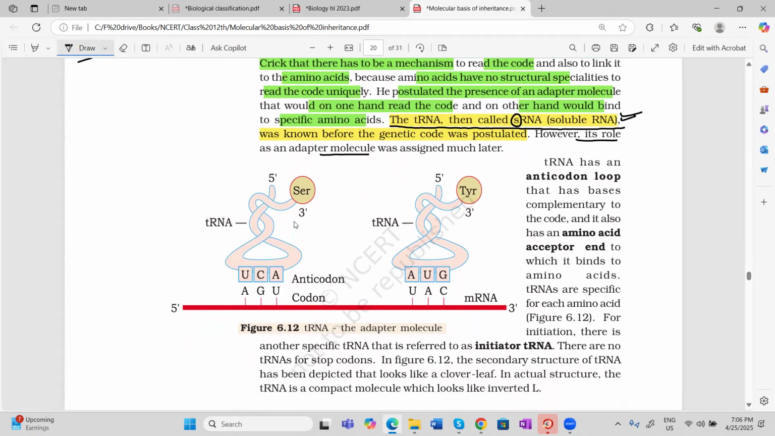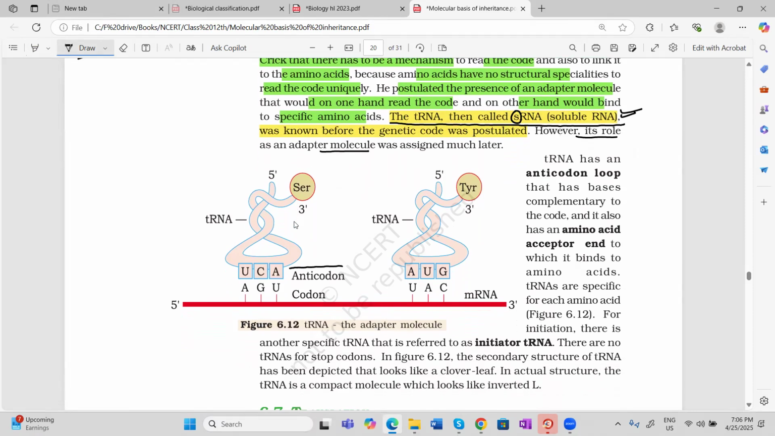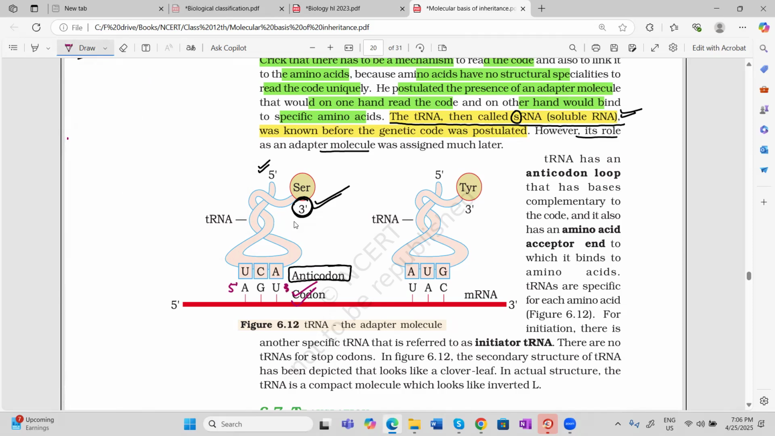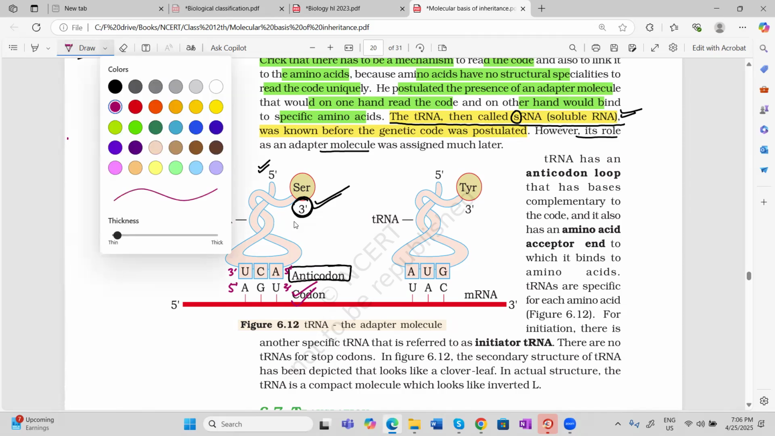Now, if you see, in the transfer RNA there is an anticodon loop. It has an amino acid attachment site at the 3' end. Please learn properly. Amino acids are attached at the 3' end. At the 5' end no amino acid is attached. And codons are present on messenger RNA. So if suppose the codon is coming from 5' to 3', the anticodon has to come from 3' to 5'. So please check carefully, is it coming or not?